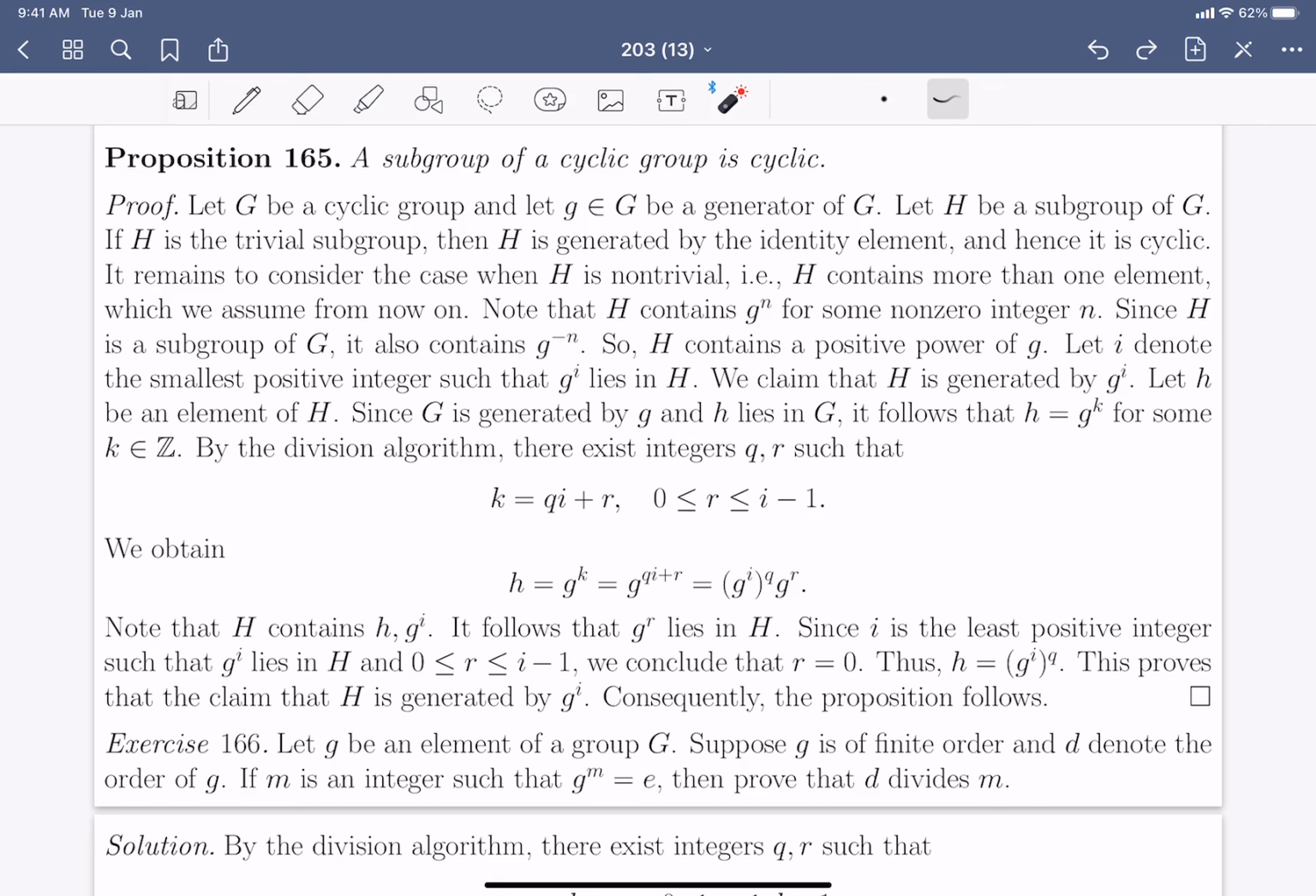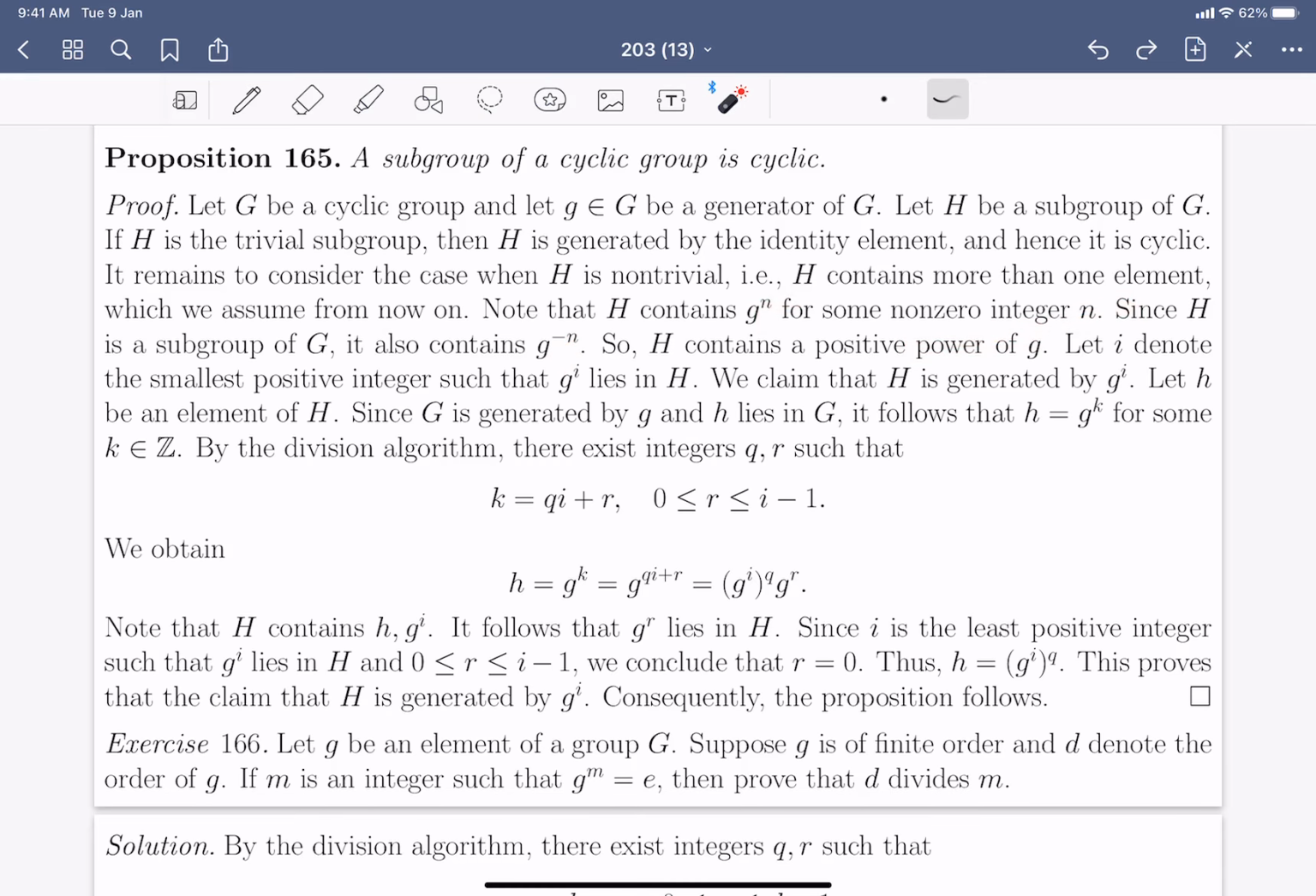Because if all the elements of H are of the form g^n with n equal to 0, then H will just be trivial, and we are assuming that H is not trivial. So H contains g^n for some non-zero integer n, and since H is a subgroup, g^(-n) also has to lie within H. So for some non-zero integer n, both g^n and g^(-n) are there.